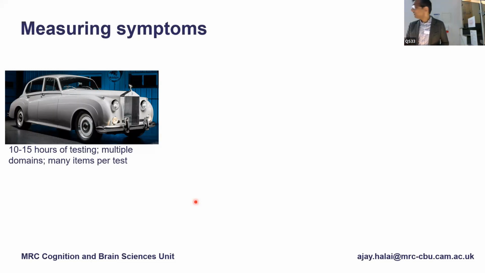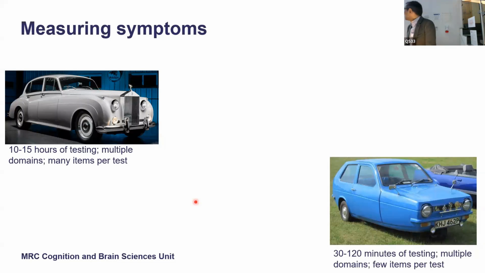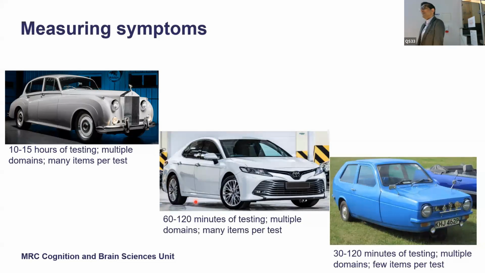On the other end of the spectrum, you perhaps have the, this is called a Reliant Robin. Some of you may be familiar with this. It gets the job done, of course. It gets you from A to B. In some cases, the test is shorter. Maybe they do test different domains, but as I mentioned, the number of items per domain is limited. We probably want something in the middle, maybe a reliable Toyota or similar. We want tests that can retain the sensitivity that we would get with the Rolls-Royce approach. That's where we started to really think about how we get to this middle ground.